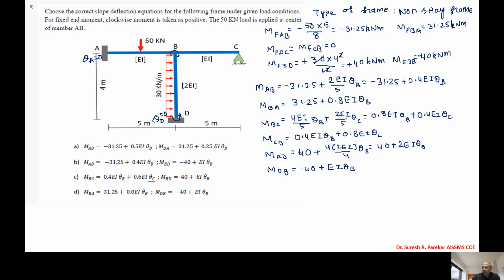Now if we check this, we have minus 31.25 plus 0.4. For MBD we have minus 40, no, MBD we have plus 40 plus, and it should be 2 EI theta B, not EI theta B. So we have 31.25 and 0.8. Then we have MDB as minus 40 correct, EI theta B. So the option is D.